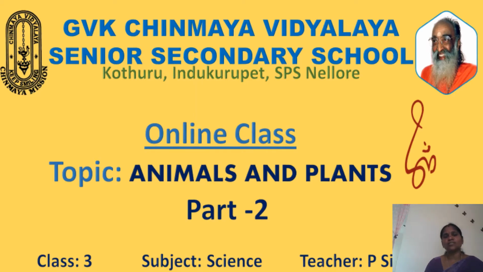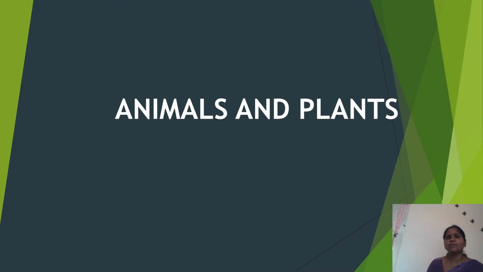Back to the online session with a topic of animals and plants part 2. You might have learned in previous class two differences between the plants and animals. What are the two differences we learned? Movement in plants and animals, as well as we discussed about the eating habits of the animals and how the plants are taking food. So these two topics we discussed in previous class. Next, some more differentiation between these plants and animals we'll see now.